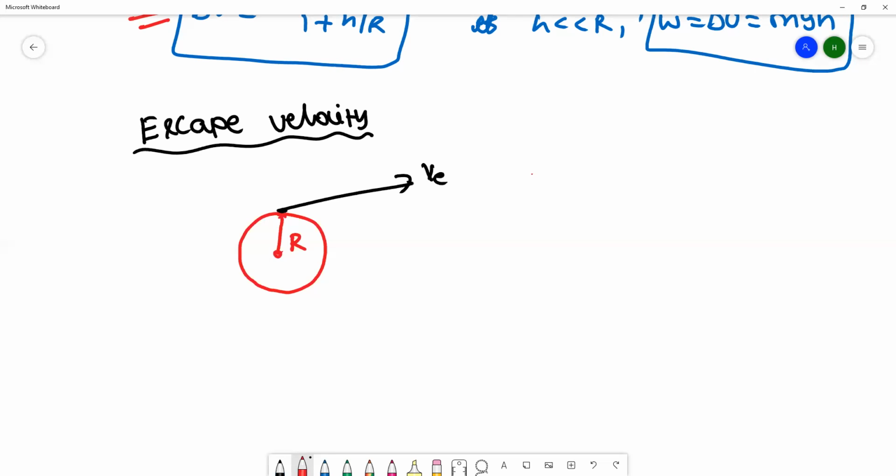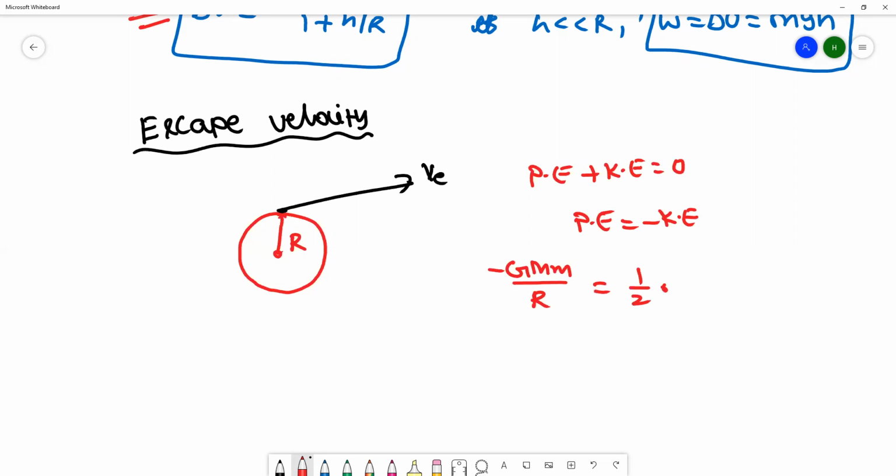So here the total energy will be 0. Potential energy plus kinetic energy can be taken as 0. If you write potential energy is equal to minus kinetic energy, the potential energy we can write as minus G into M divided by R. Kinetic energy is half into m into v square, and m gets cancelled. So we can write GM divided by capital R is equal to v square divided by 2. So this is the escape velocity.